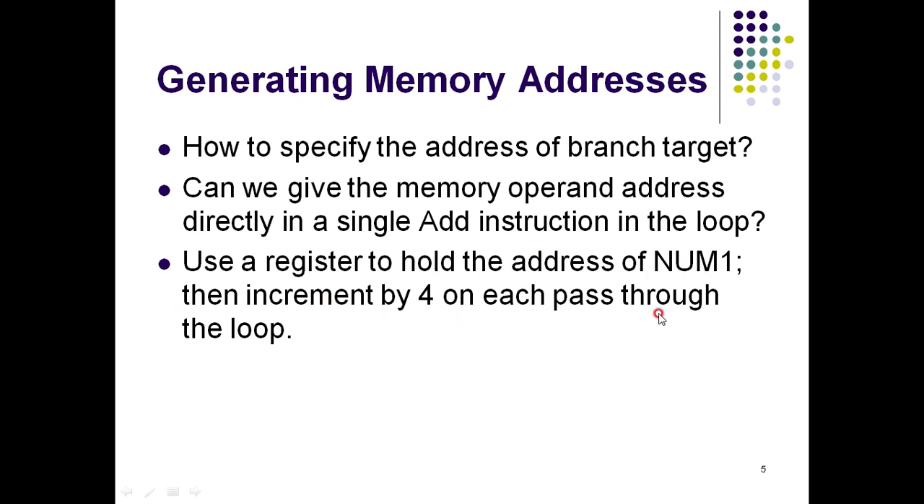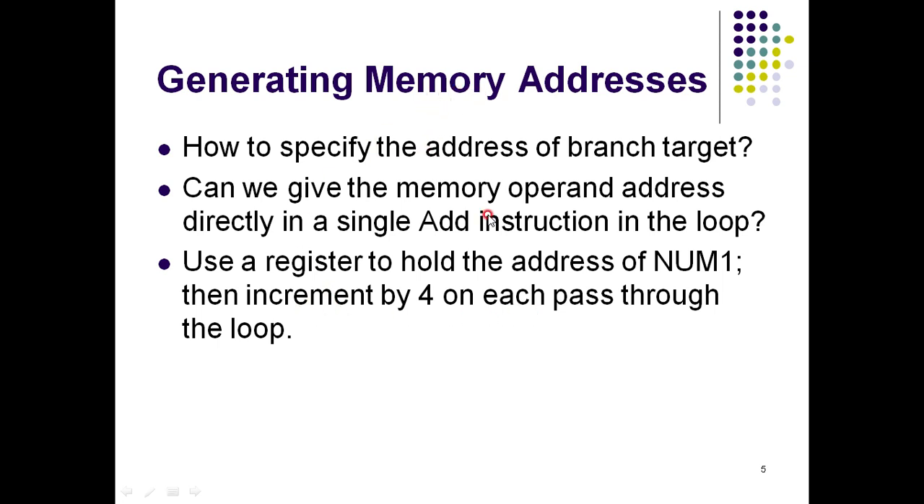Next, the third very important question: use a register to hold the address of some num1, then increment by 4 on each pass through the loop. Can it be done? What we are trying to tell here is, I will use a register, and inside this register I will hold a number called num1. Then I will try to increment the value of num1 by 4 on each pass. Whenever I execute one iteration of a loop, I want to increment it by 4. When I do the second iteration of the loop, I want to again increment it by 4. So can it be done? Yes, even that could be done, or no, using these memory addresses, that we'll see.